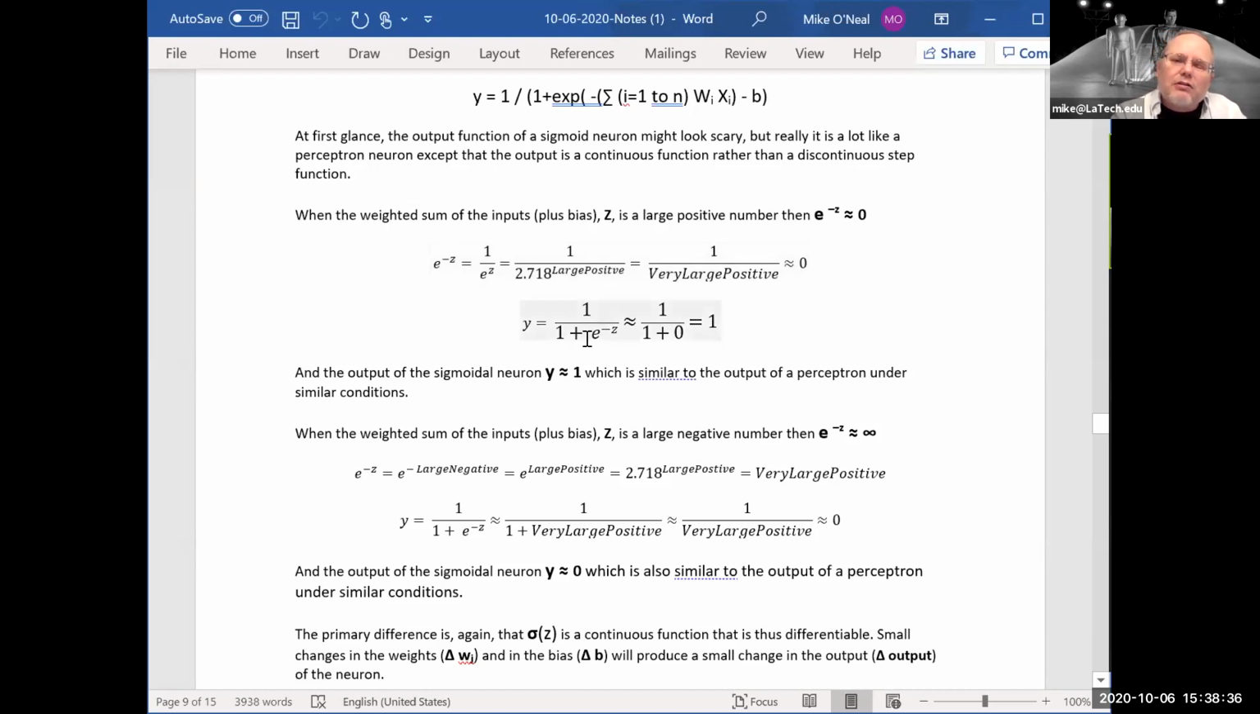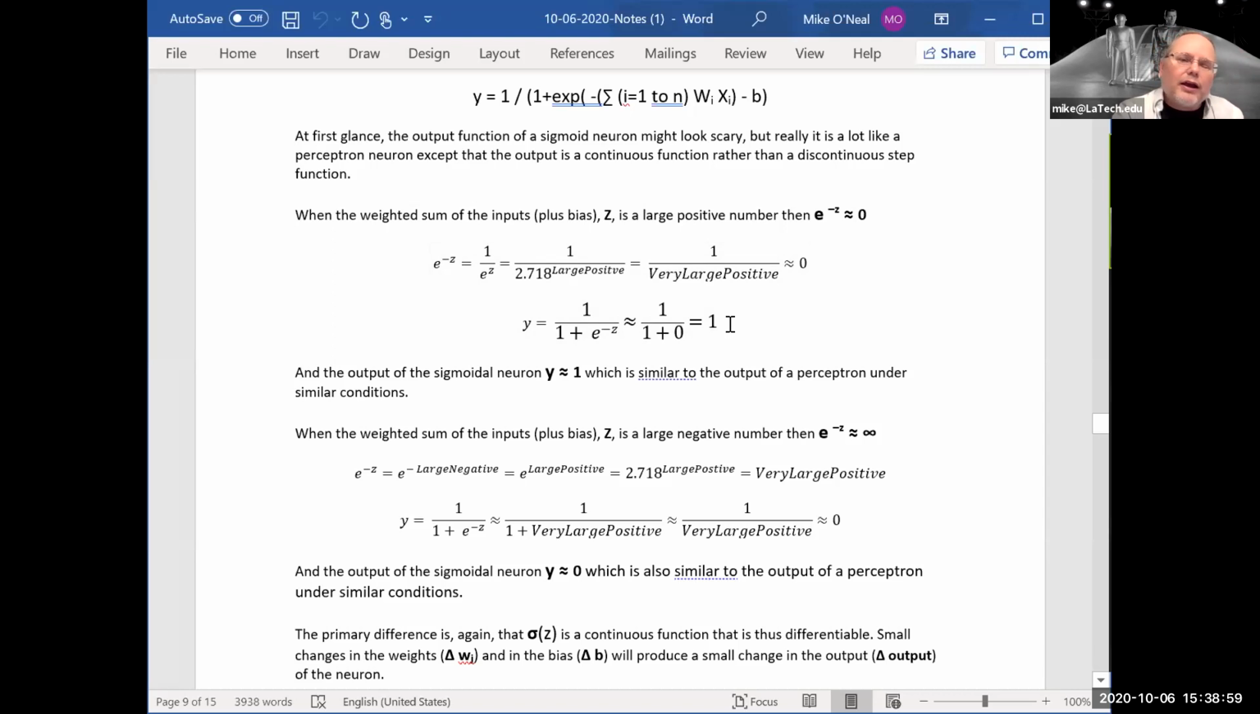So let's plug in a 0 for e to the minus z here. So now we have 1 over 1 plus 0, and 1 over 1 plus 0 is 1. So yes, when your z is a large positive number, and you plug that z into the equation here for the sigmoid, it's about 1.